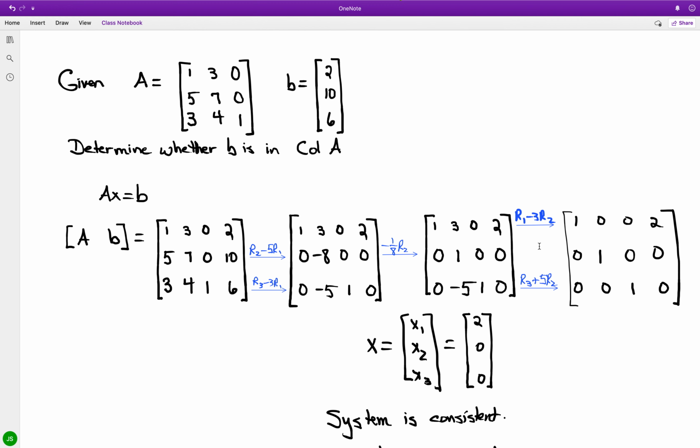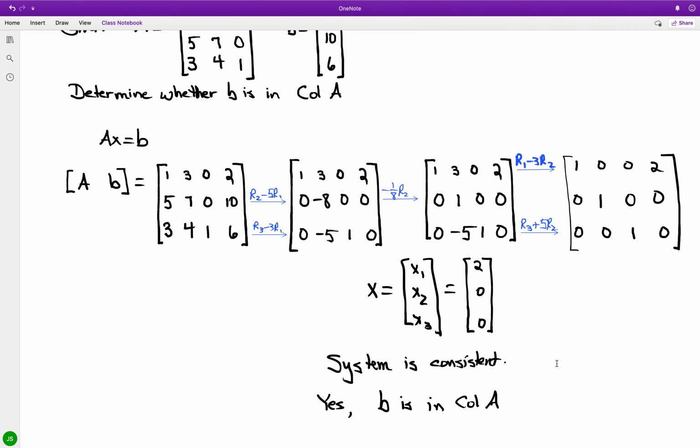For the first row, I'm going to deduct 3 times the second row elements. For the third row, I'm going to add 5 times the second row elements. So we end up with 1, 0, 0, 2, 0, 1, 0, 0, and 0, 0, 1, and 0. So we have another consistent system where x1 = 2, x2 = 0, and x3 is also 0. So this vector b is in the column space of A.